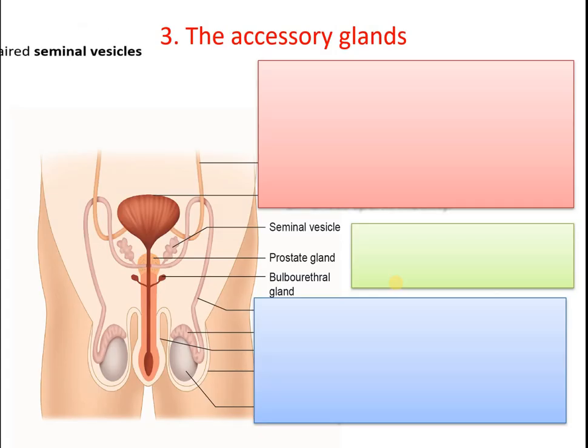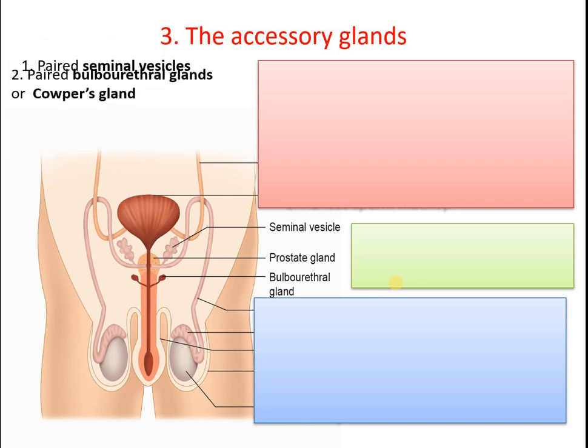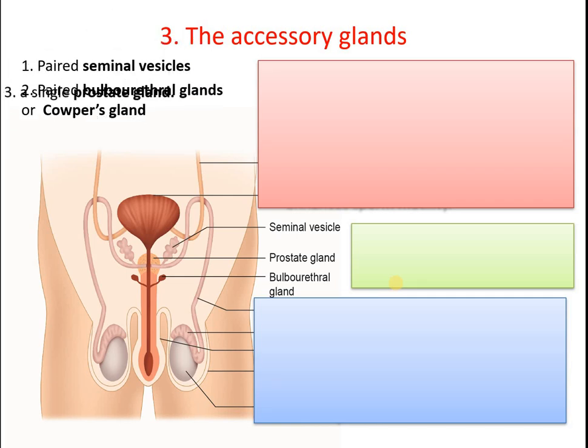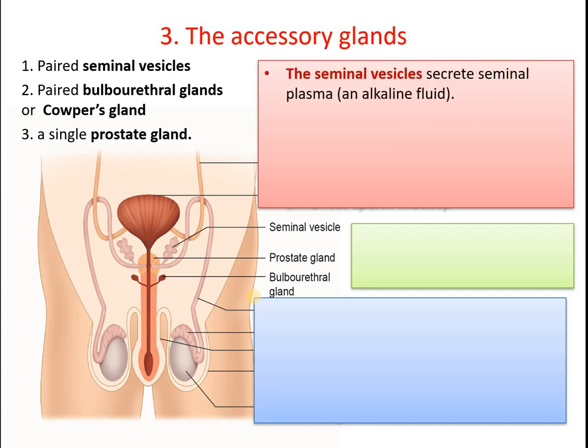Now the accessory glands. What are the accessory glands in males? There are 3 glands associated with this. First, one pair of seminal vesicles, then one pair of bulbourethral glands or Cowper's glands. The last one is a single prostate gland. The first 2 are present as a pair, and the last one, the prostate gland, is present as a single one. Now we see one by one.